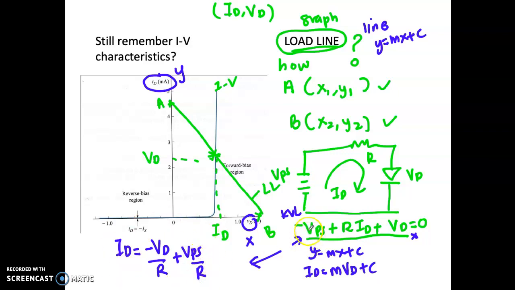How can you get this equation? From this KVL equation, you need to rearrange again. So here will be Y, here will be X, and the whole term here will be your intercept.